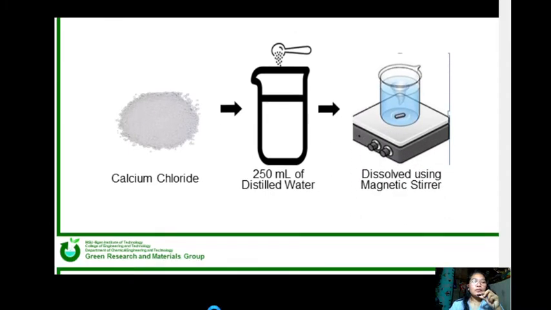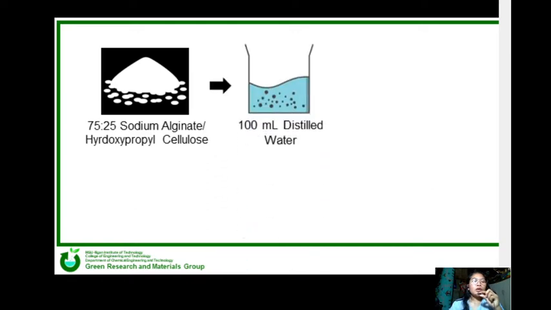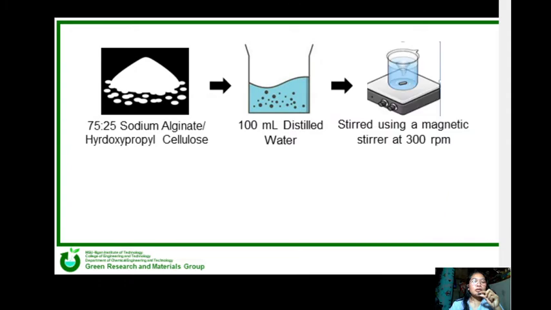a magnetic stirrer. The ratio of 75-25 sodium alginate to hydroxypropylcellulose will be dissolved using 100 ml of distilled water and stirred using a magnetic stirrer at 300 rpm for 10 to 20 minutes, forming a colloidal solution.